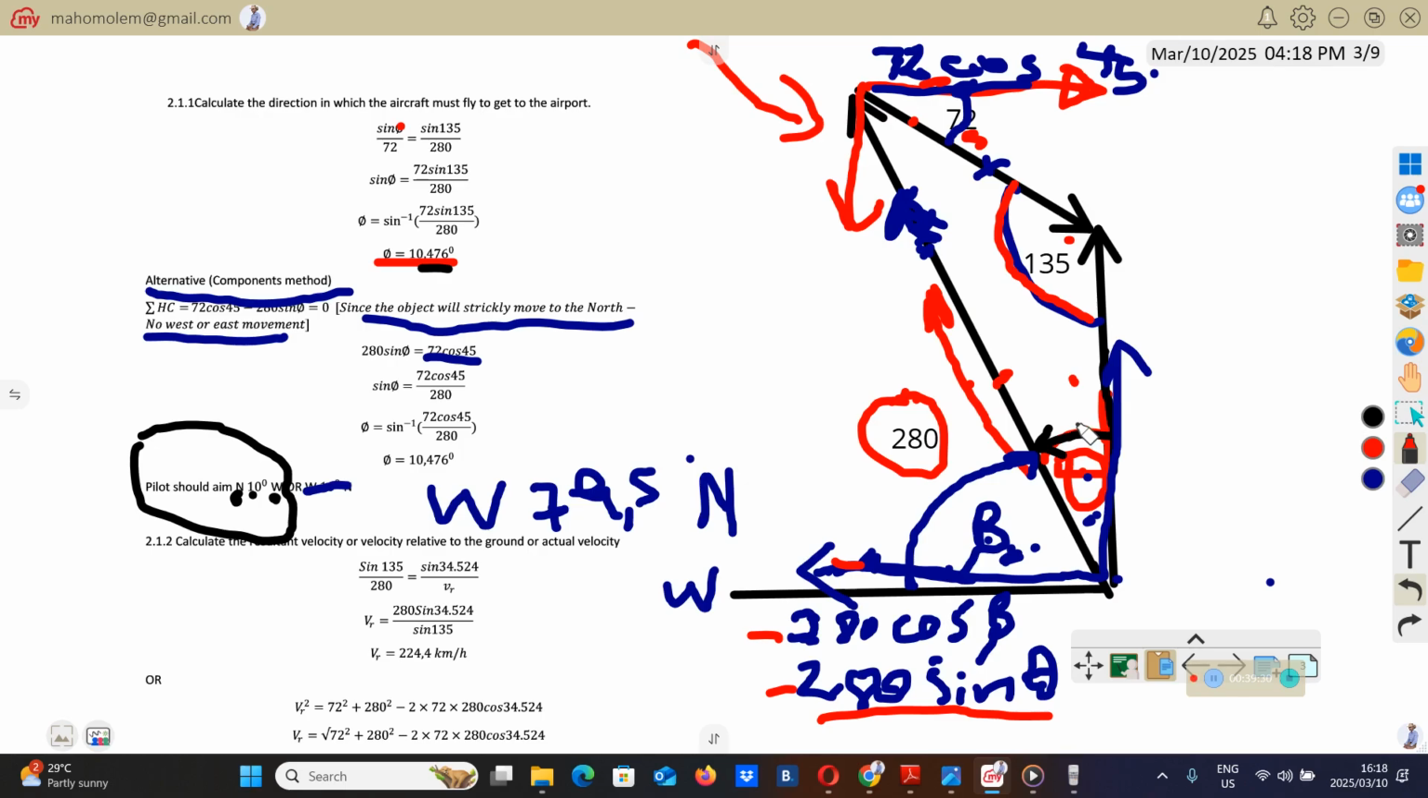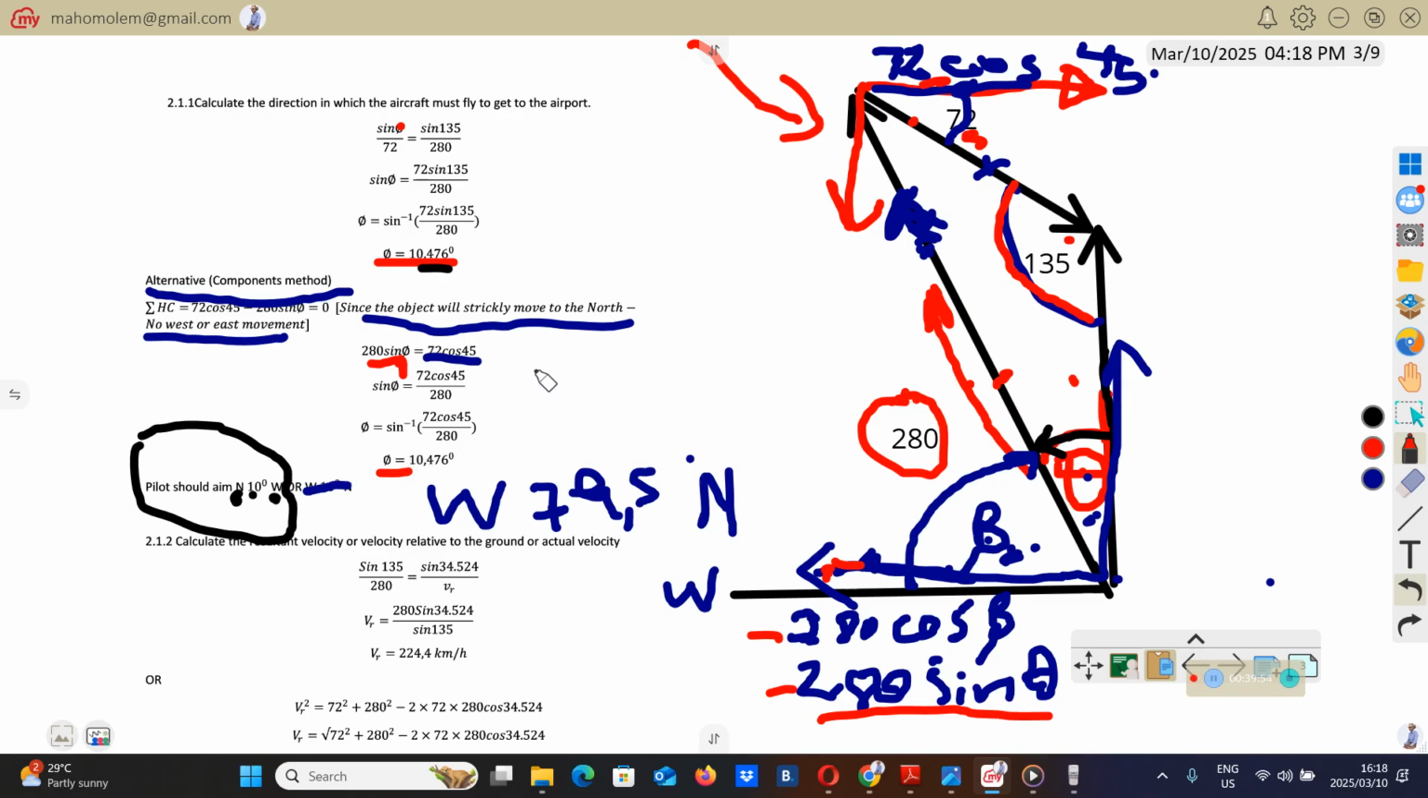Movement to the side means that it will be balanced. So that's why this component will be equal to this component. So this component here is going to be this one. So you equate them. After equating them, you will see that you will only have one unknown, which is theta. From there, you will just do the mathematics. Then you will get this angle.